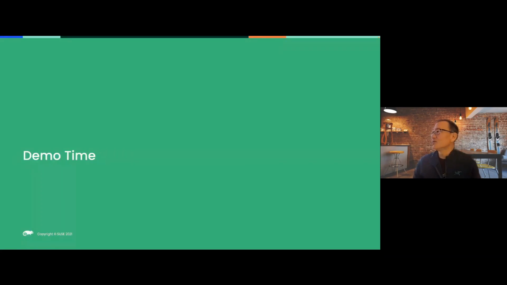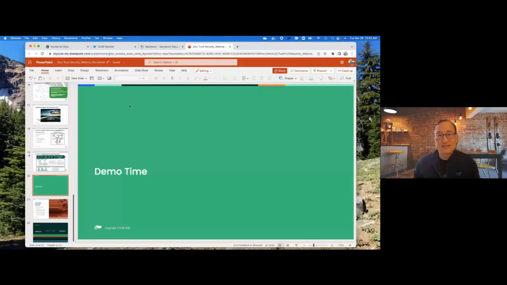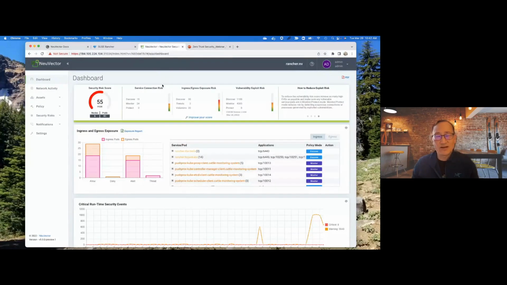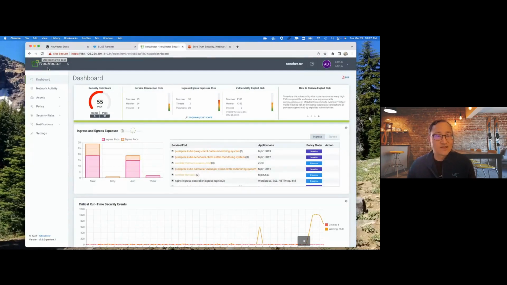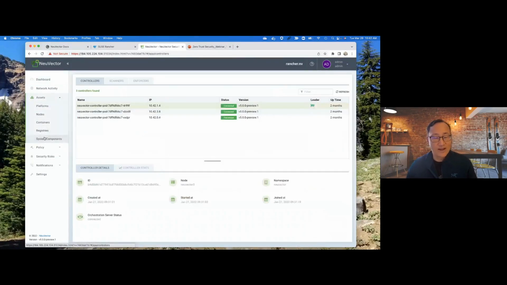Okay, so let's see. I'll give you a quick overview of NeuVector. I'm not going to go too much into depth, but I just wanted to point it out so you have some familiarity with tools that can be used where the zero trust controls exist and how they look compared to more traditional controls. So NeuVector is a security platform. It is a set of containers that get deployed. You can deploy it through Rancher or on a native Kubernetes environment.